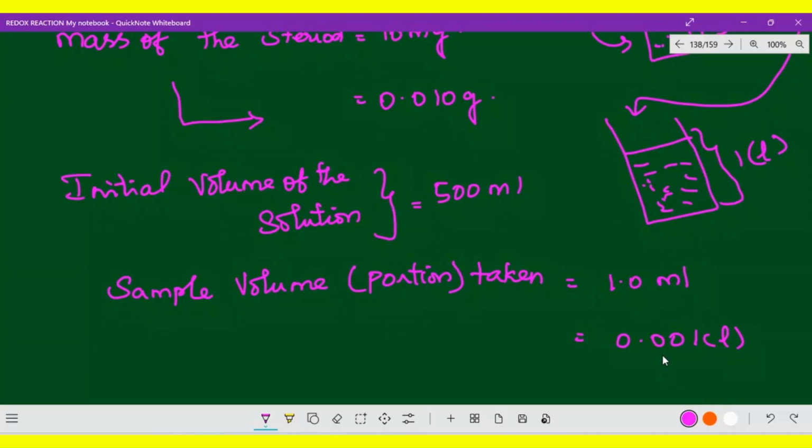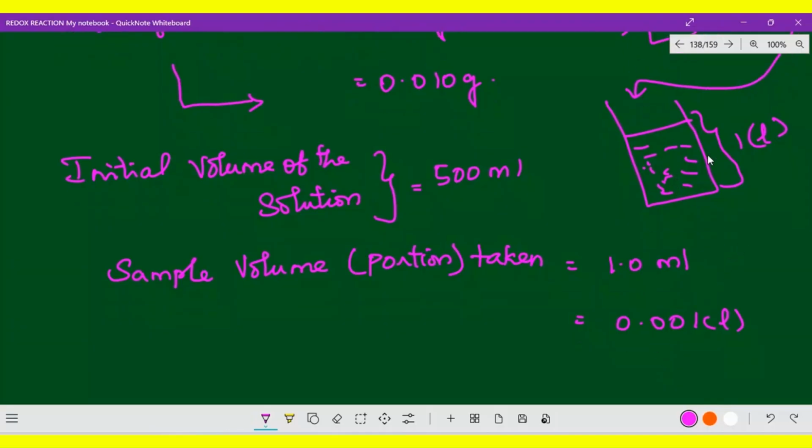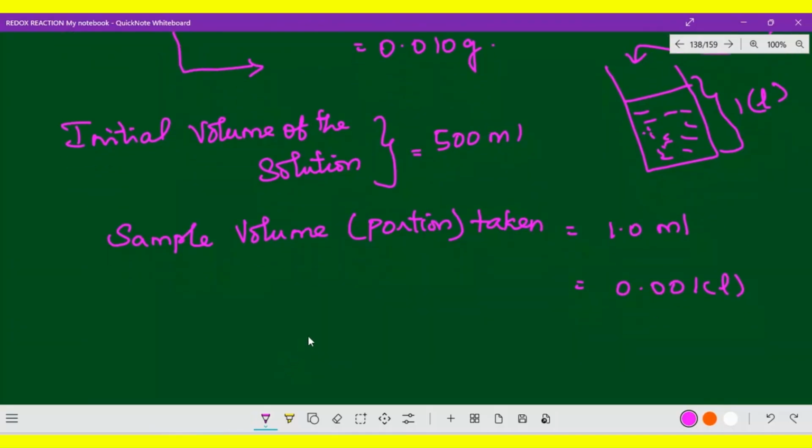Now the final volume, initial volume and final volume. Initial volume is 500 ml. I hope you got that idea. Why am I giving all these details? Because it is a dilution, so we have to use the formula M1V1 equal to M2V2. That formula only. That is the point I wanted to bring.